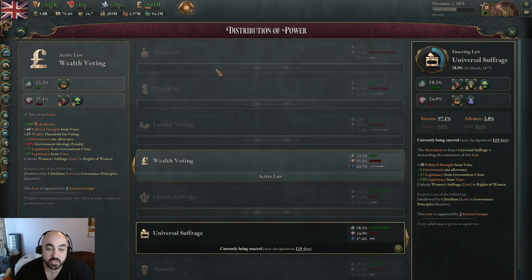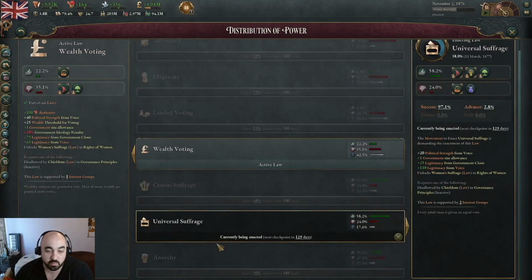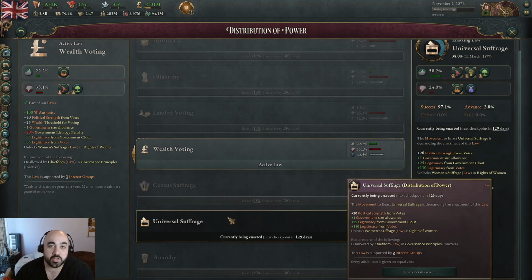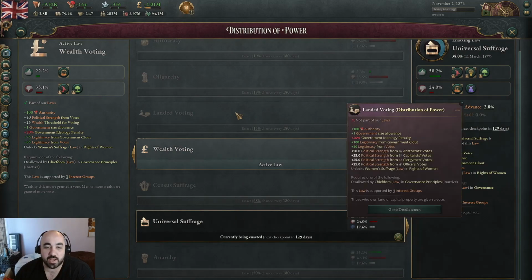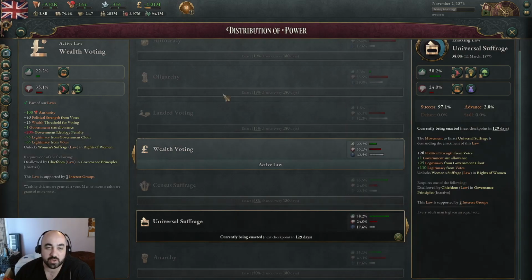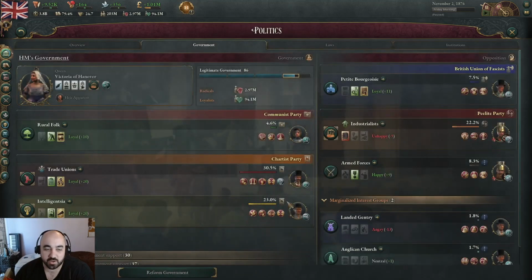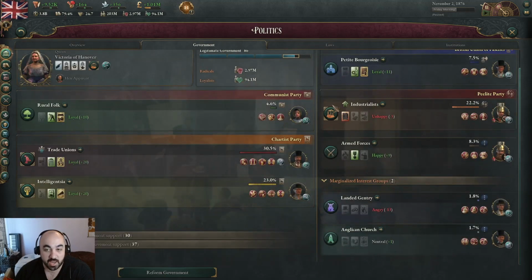Now, if we take a look at distribution of power, the further down you go, the less important ownership becomes, and the more important just having a ton of pops of that group is, because things will be decided more by voting, and you'll also tend to get more clout into other interest groups, such as the rural folk, the ones that aren't owning the buildings. But generally speaking, if you want to expand the clout of, for example, the intelligentsia and the industrialists, going manufacturing is good. If you want to expand landed gentry, going more rural is good.